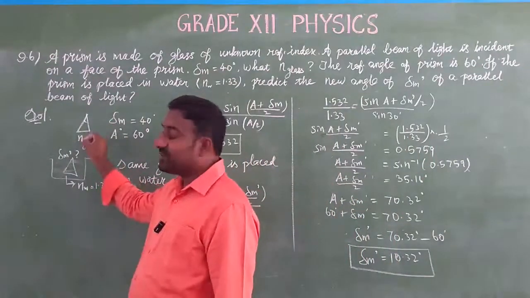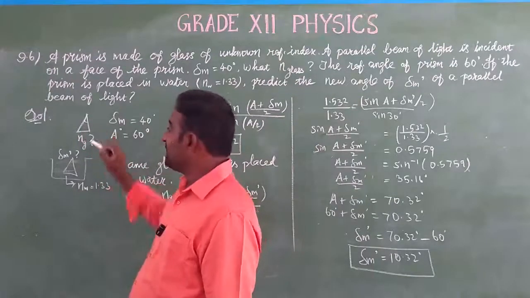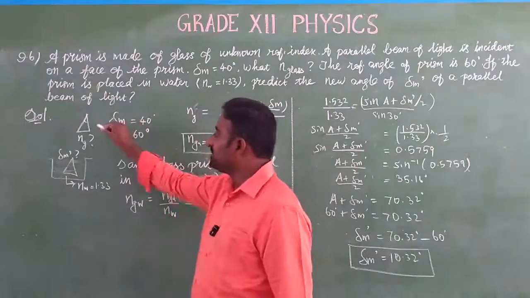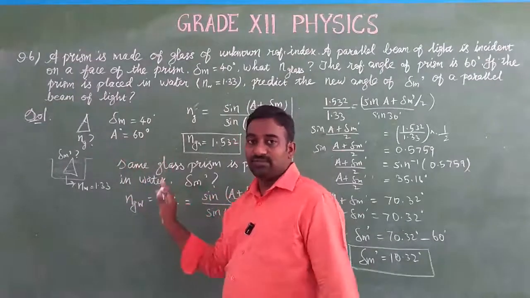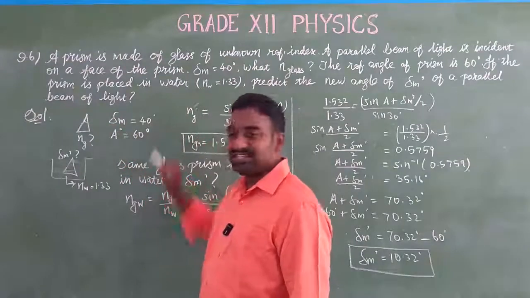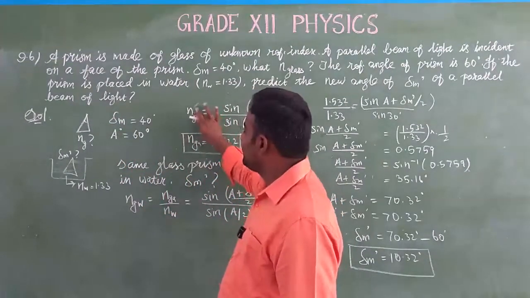We don't know the refractive index of the glass prism, but it is made of glass. The given angle of minimum deviation when it is placed in air is 40 degrees. The refracting angle of the prism never changes; it is 60 degrees because it is an equilateral triangular glass prism.